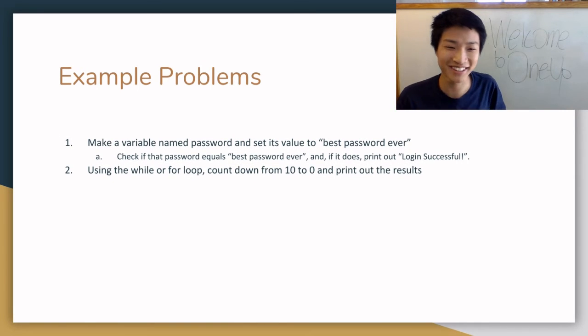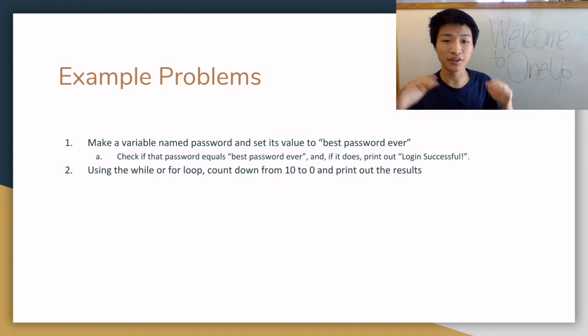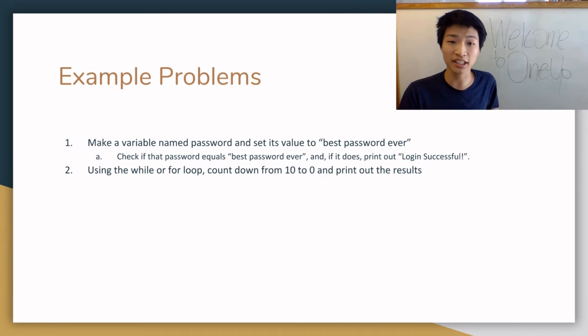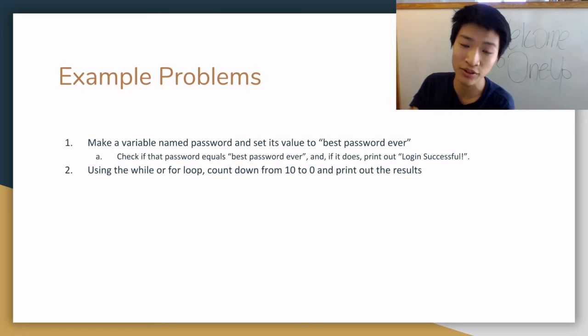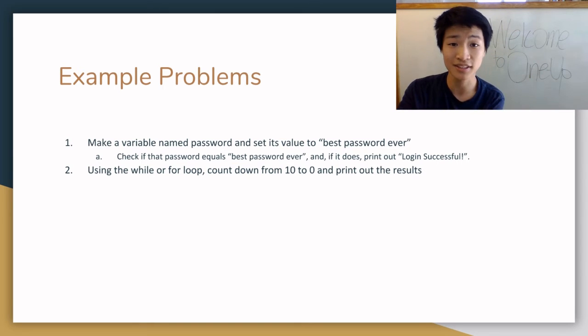Here are some example prompts. We're going to make a variable named password, and we're going to set it to the best password ever. Now we're going to check if that password equals the best password ever. And if it does, print out login successful. This is like the core of login services like Google or YouTube or anything where you have to log in. This is the core of what they do, using control statements, if and else. Oh, and I kind of gave away the answer, but that's okay. This is the core of that without all the encryption or password security.